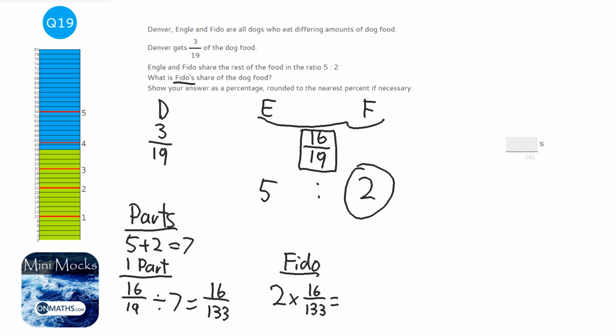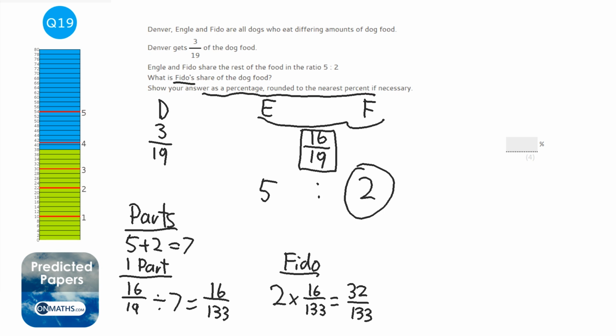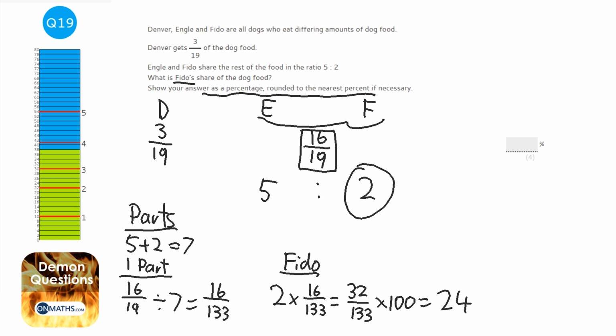So I'm going to times that by 2 on the calculator, which is 32 over 133. Now it does say show your answer as a percentage rounded to the nearest percent. So to work between fractions and percentages, I just need to times by 100. I'll do it on the calculator, times by 100, and press S to D if it comes up as a fraction. And it says 24.060 blah blah blah. So to the nearest percent, Fido gets 24%.